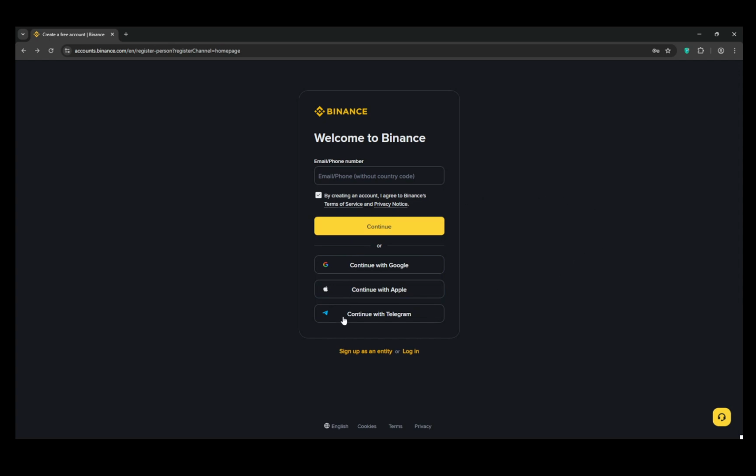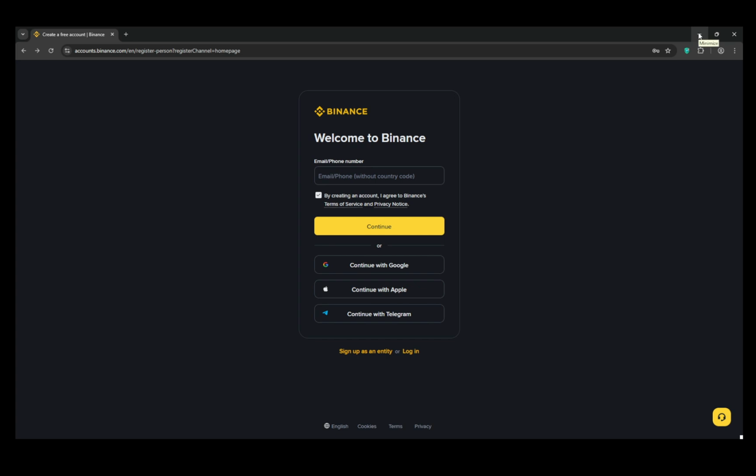For an added layer of security, it's a recommended practice to enable two-factor authentication, widely known as 2FA. This additional security measure helps protect your account from unauthorized access. The next thing you need to do is deposit funds into your Binance account.